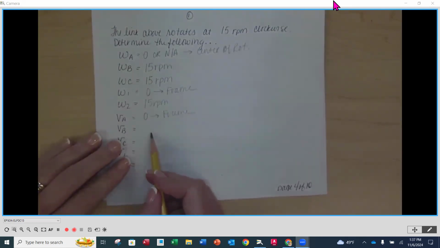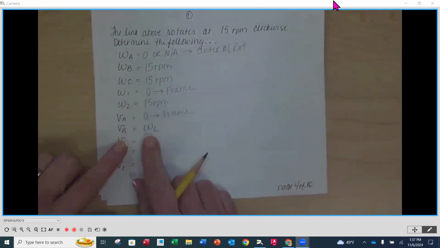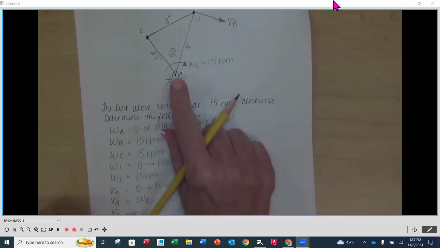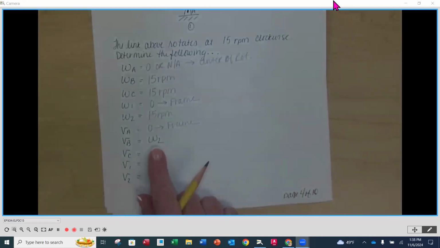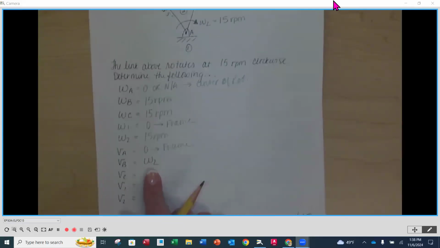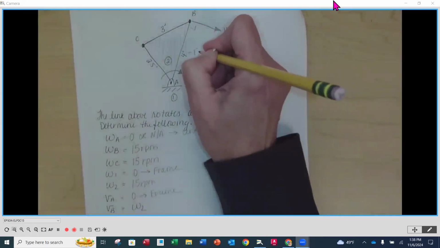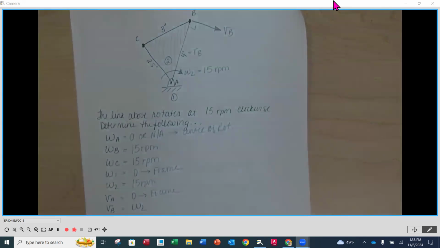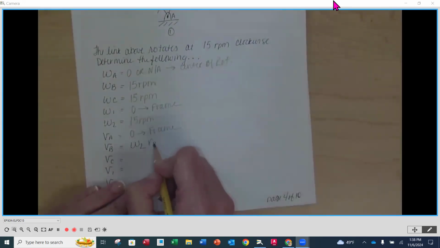W2, absolutely. So yes, in generic form, it would be the W, but we are on link number 2. B is on link number 2. So this is going to be the angular velocity of link number 2, and we're going to multiply it by the radius. This is 4 inches up here, the radius to point B. We want to be specific with that. So this is going to be times RB, right?